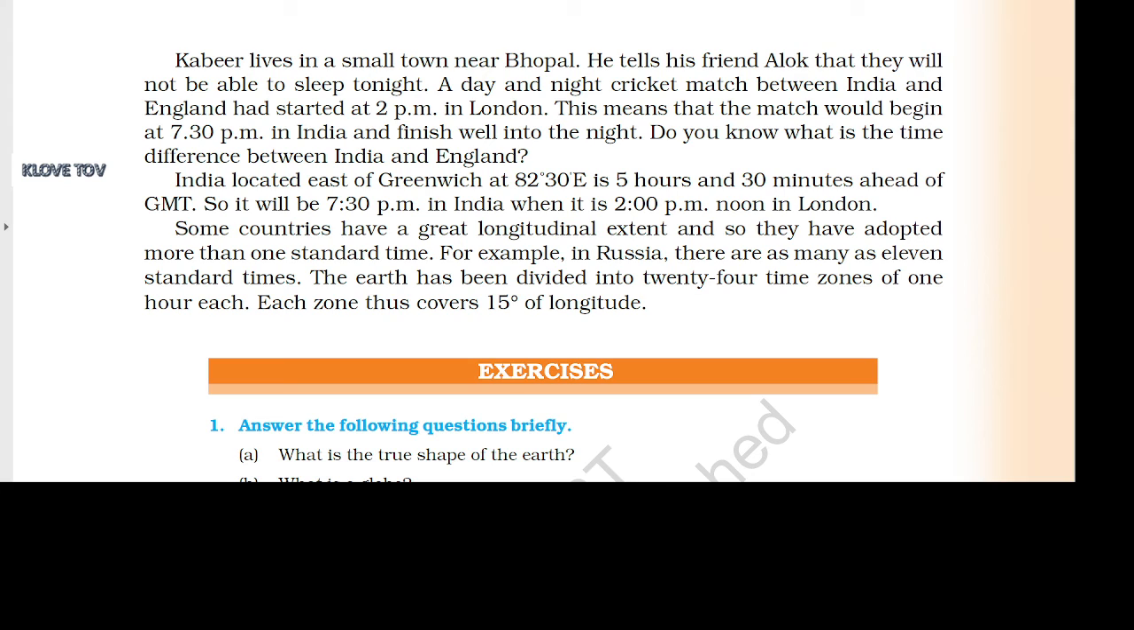noon in London. Some countries have great longitudinal extent and so they have adopted more than one standard time. For example, in Russia, there are as many as 11 standard times. The earth has been divided into 24 time zones of 1 hour each. Each zone thus covers 15 degree of longitude.